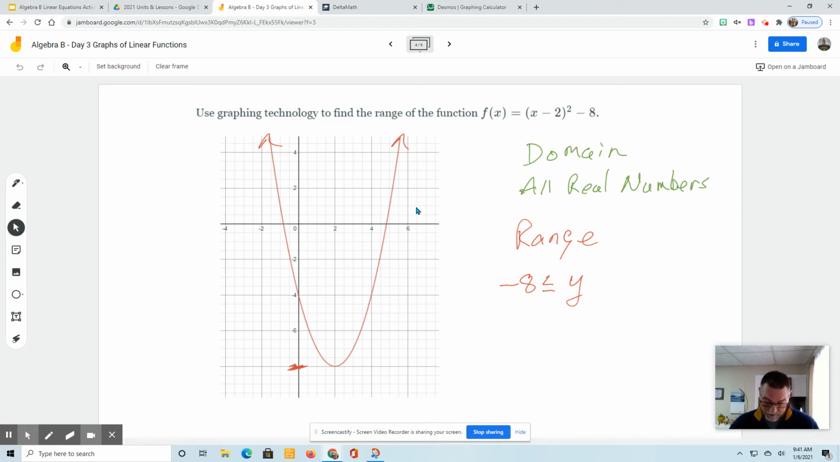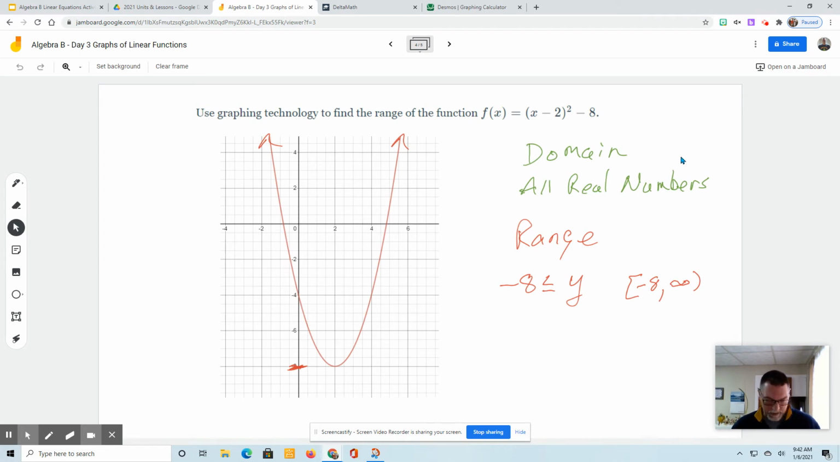Now on Delta Math, if you did that though, if you wanted to do interval notation, we would put a bracket because it includes -8. Then it goes on forever, so we would say it goes on to positive infinity. And since positive infinity is not an exact value, we put a parenthesis there.